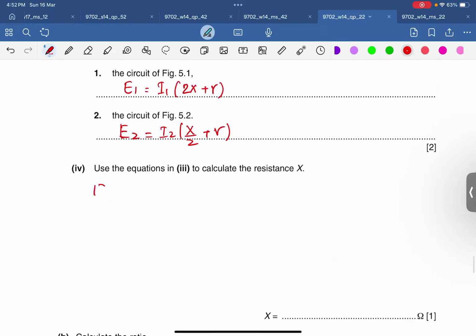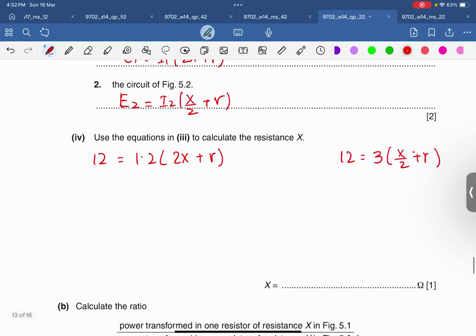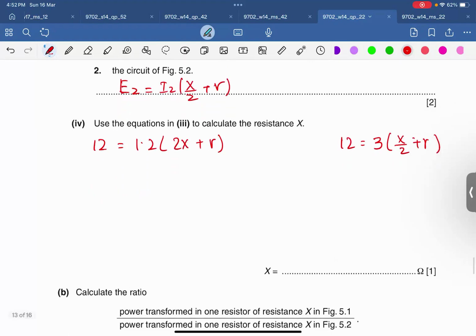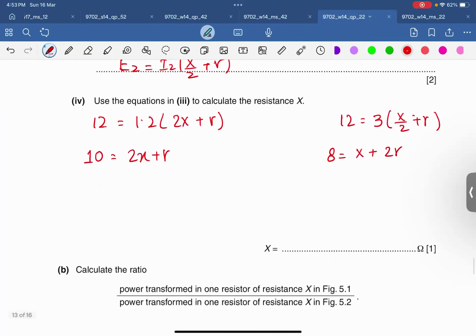So 12 equals 1.2 into 2x plus r. This is the first equation for the first circuit, and 12 equals 3 times x over 2 plus r. This is the second equation. You have to do it that way. So that will give you 10 equals 2x plus r, and then 4 equals x over 2 plus r, or just take the LCM. Now you have two equations, just solve them simultaneously and you'll get the answer. You can just put it in the calculator as well.